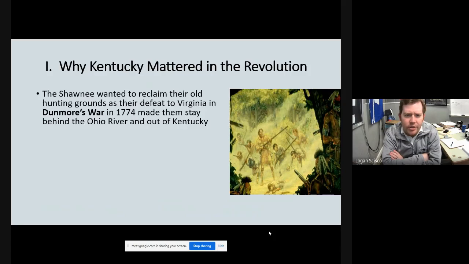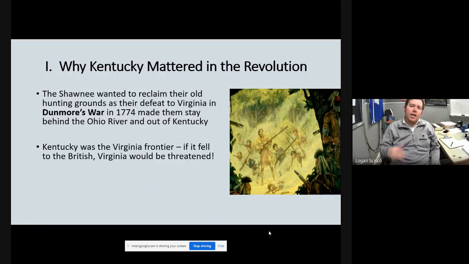And the Shawnee wanted those hunting grounds back, but the only way that they could get them is to defeat the settlers in a larger conflict. So the American Revolution provides them an opportunity, with the help of the British forces, to drive out settlers that have started to set up farms and plantations and other types of economic enterprises in the state so that they can reclaim their domain, their control, and their hunting grounds over the Commonwealth of Kentucky.